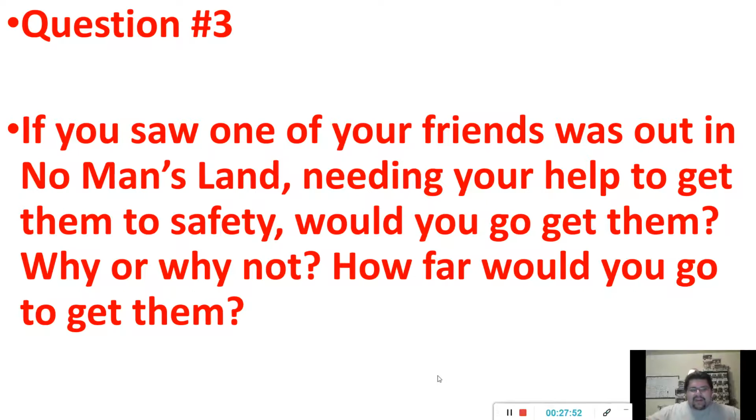So like I said, it's a flat area. Everything's burned, no cover whatsoever. If you saw one of your friends out there in no man's land, let's say 50 yards, about half a football field, and they need your help to get to safety, would you go? Now, you have to remember, it's not just a straight run. There's barbed wire in the way, and the ground is not completely flat. There's bomb holes here and there. There's divots. There's dead bodies and things like that. So it's not just a straight shot. There's things in your way.